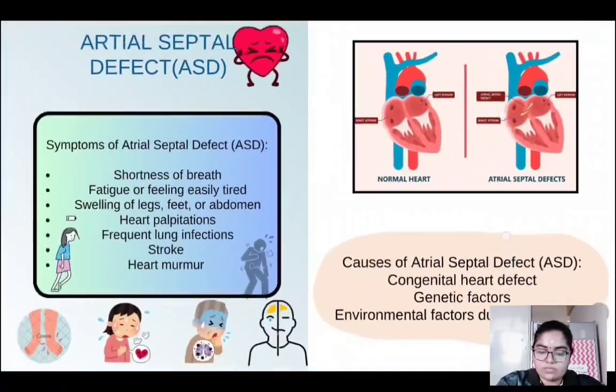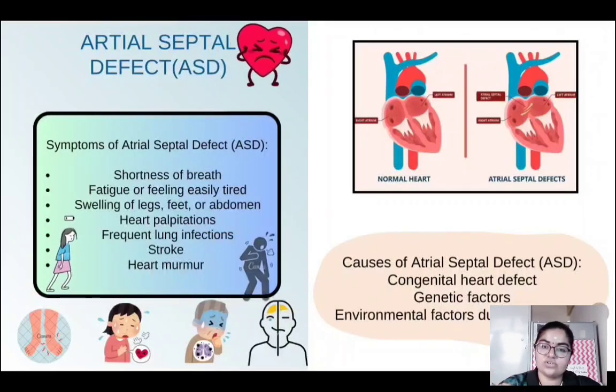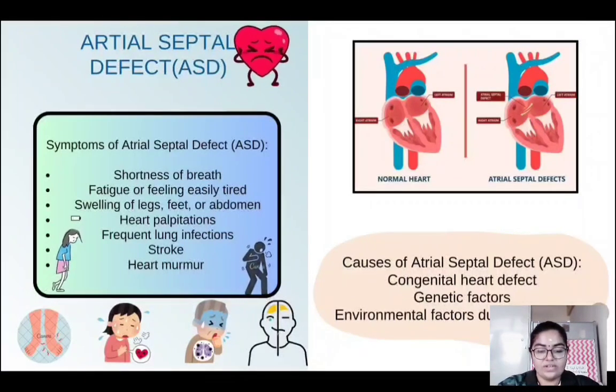So the common causes of atrial septal defect are congenital heart defects, genetic factors, and environmental factors during pregnancy. There are some symptoms of ASD such as shortness of breath, fatigue or feeling easily tired, swelling of the legs, feet or abdomen, heart palpitation, frequent lung infection, stroke, and heart murmur.